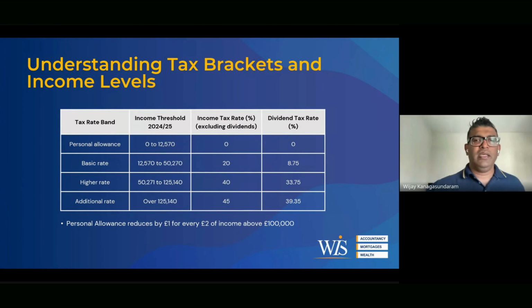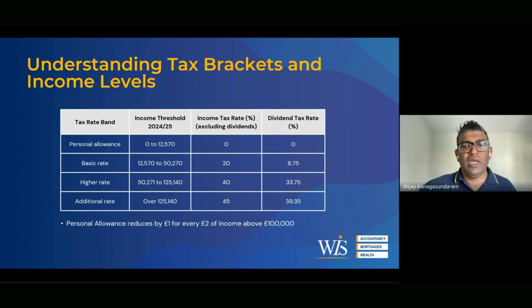Yeah, so understanding your tax brackets and income levels, we always get questioned on this one, especially when you take dividends and if you have other incomes. So the personal allowance is 12,570. So up to that amount, you do not pay any tax. So that's the personal allowance everybody gets.